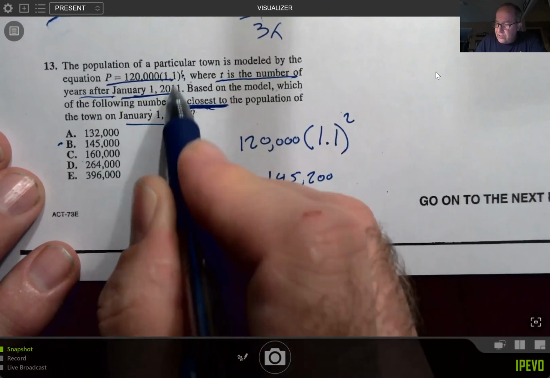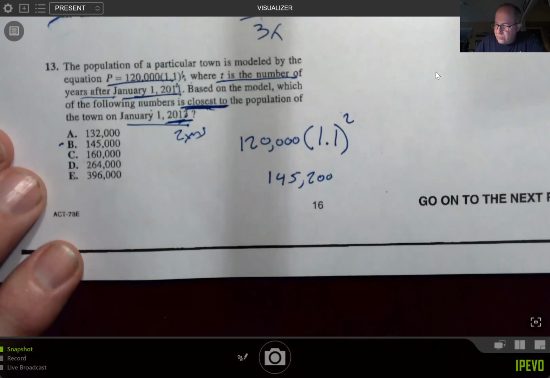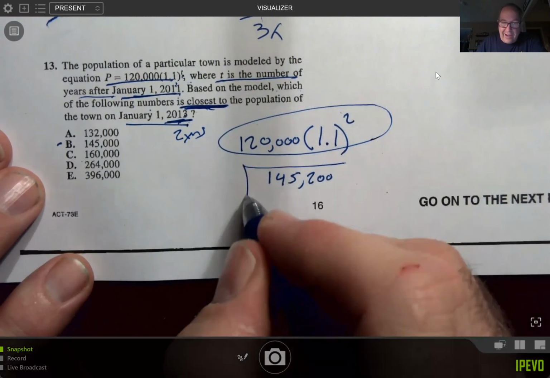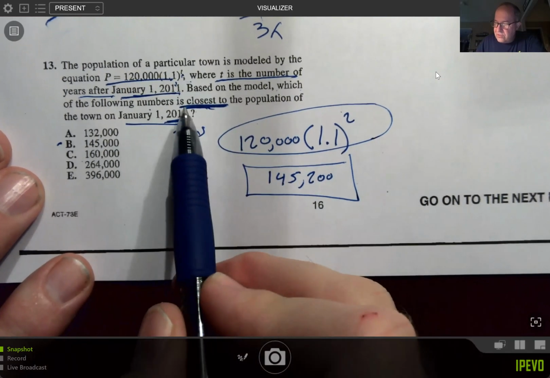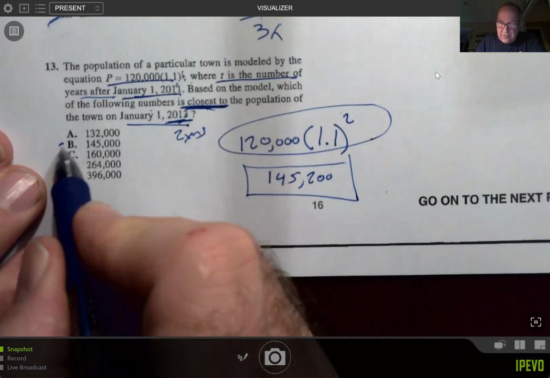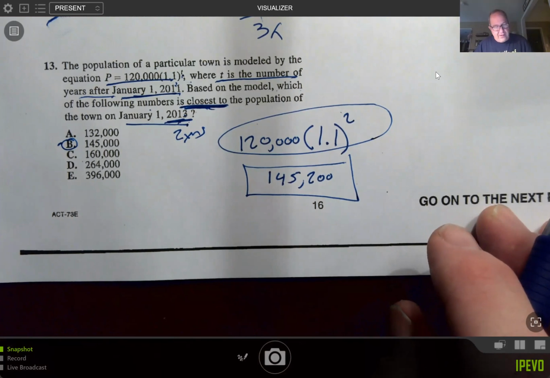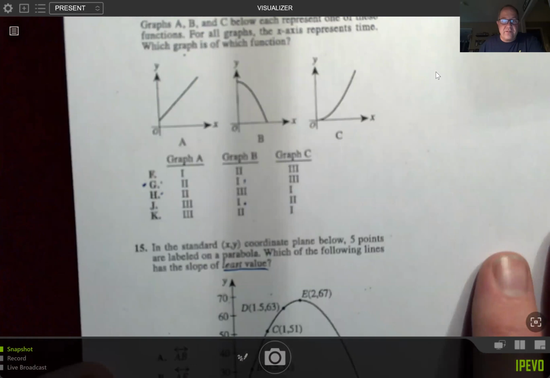Well, 2013 is 2 years after 2011. So this is what I'm going to type into the calculator. Calculator tells me this answer. I don't see it. I panic a bit. I'm like, oh my gosh, where's the answer at? And I'm like, oh, which is closest? Well, letter B is the one that's the closest. I know, math class, we're not used to doing that kind of thing, but we need to. Okay, number 14.